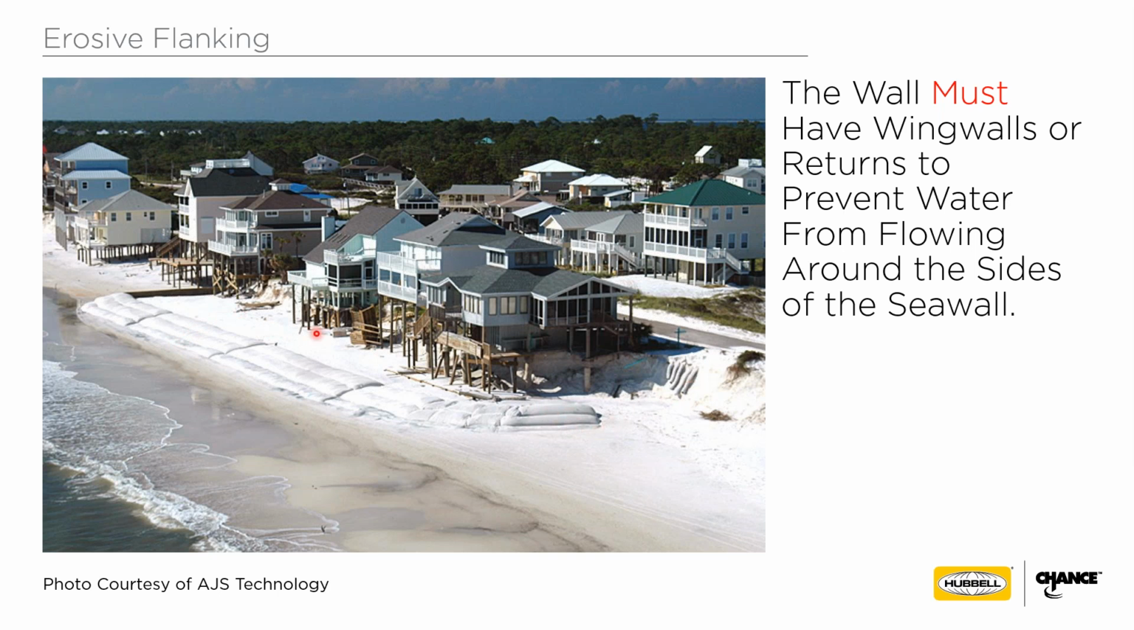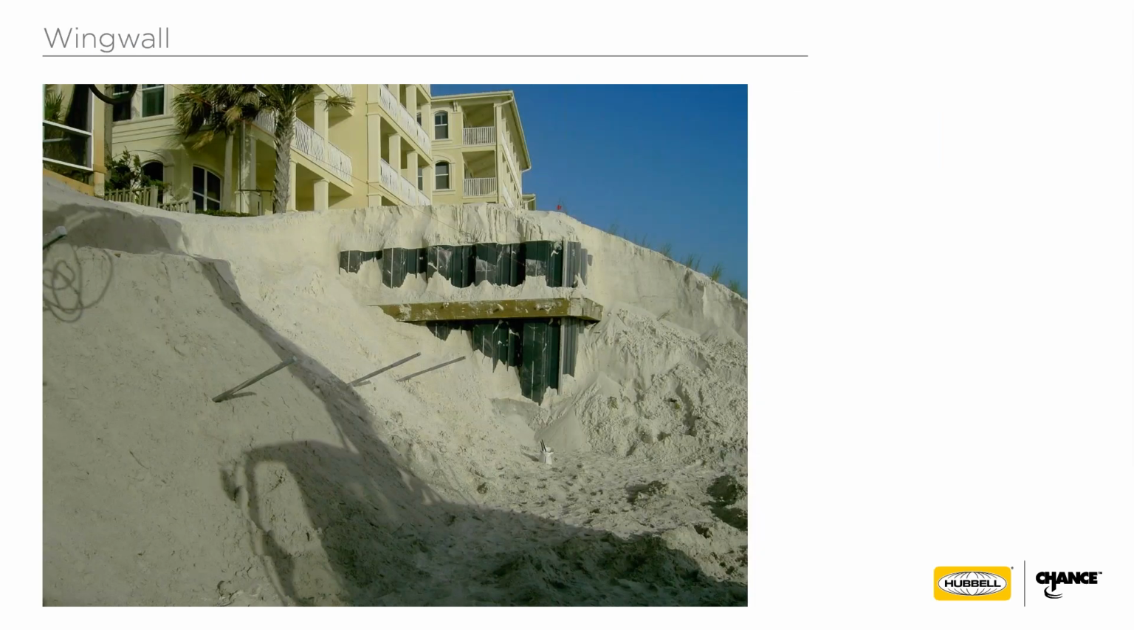and on the right side over here was not returned back far enough to the road, and so all the water that came over the top of the wall has to find a way out when the ebb scour phase comes in, and it ran out on this side and took all that sand with it. So an example of both overtopping and erosive flanking.